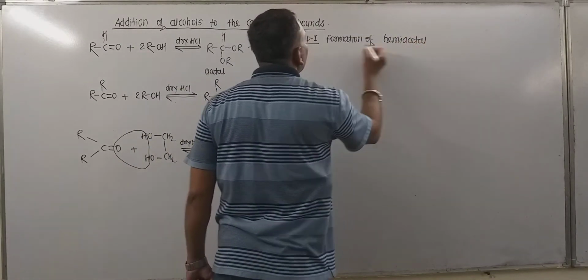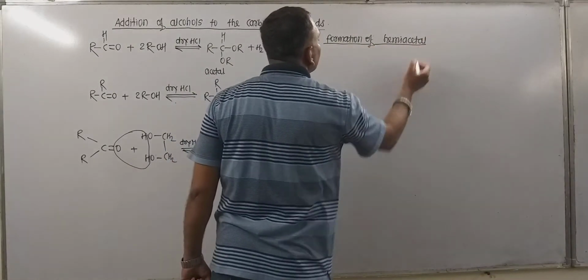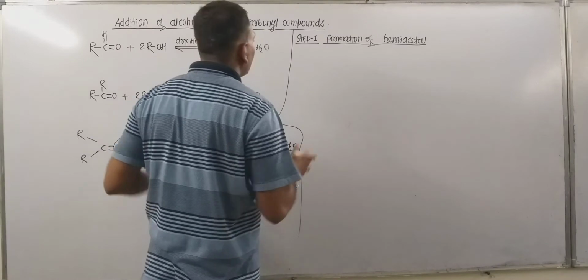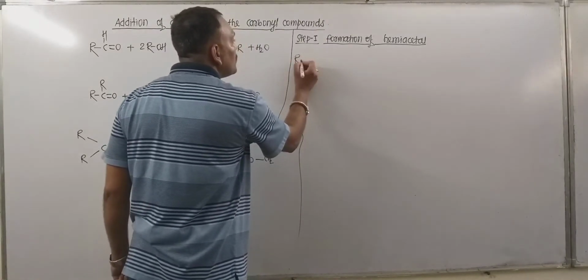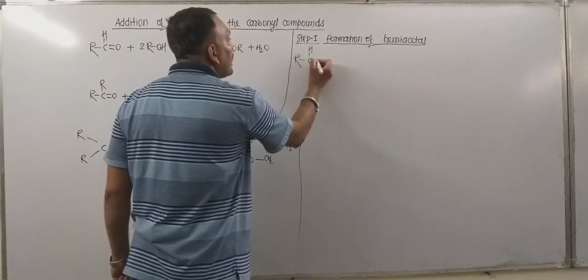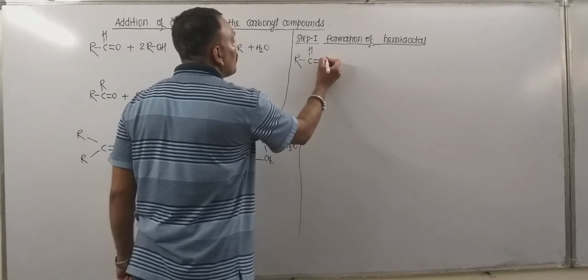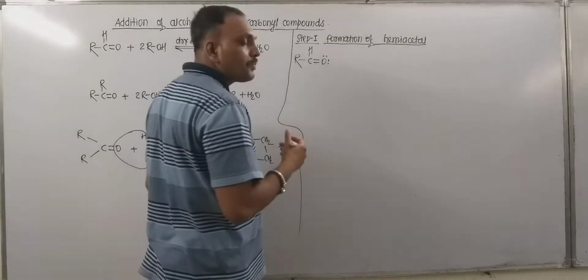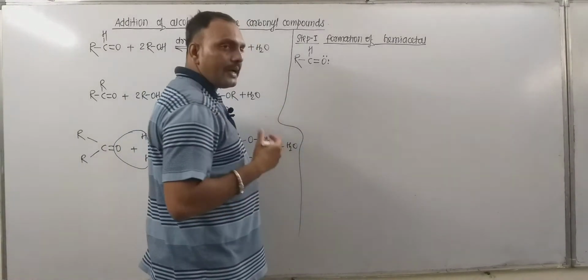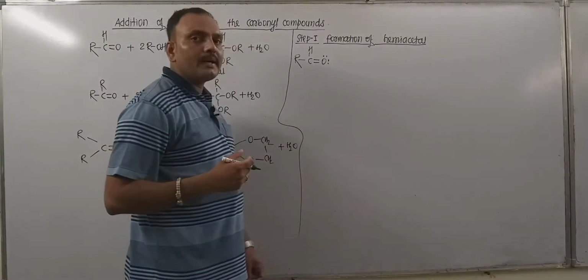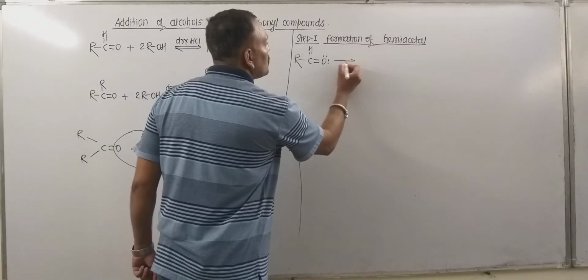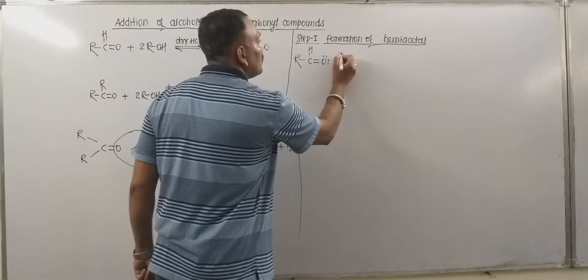hemiacetal. So in the very first step, hemiacetal is formed. So what happens? We are going to explain this reaction. So aldehydes can be represented as RCHO. Now we all know very well, carbonyl group is polar and has a double bond. I mean there is a double bond in between carbon and oxygen, and remember oxygen bears 2 lone pairs of electrons. So first of all, what happens?